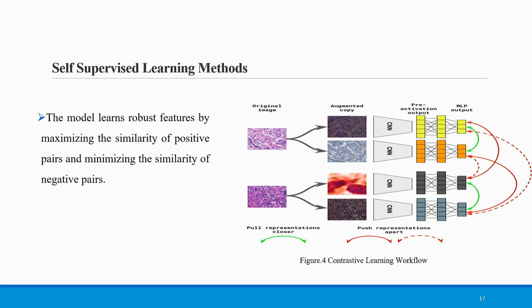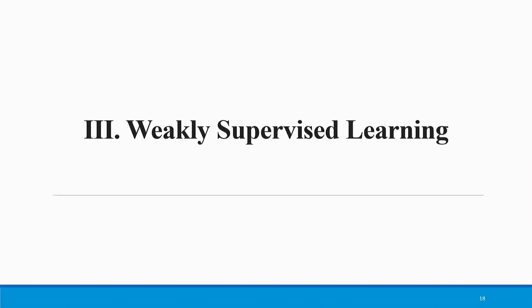Then we go for the CNNs for extracting features. Then those extracted features go into the pre-activation output. Then the pre-activation output goes to the multi-layer perceptron, where these whole features combine, and on the basis of those combined features, the model goes for push or pull representation. Pull means the model attracts those images which are similar to each other, and pushes away those features which are not the same or similar.